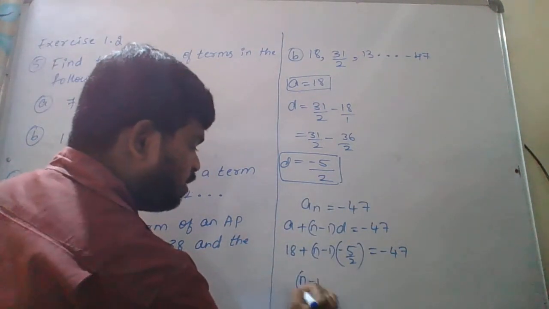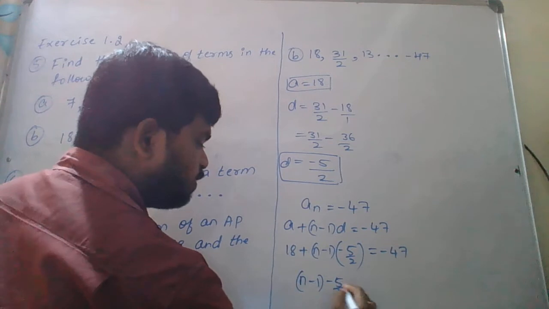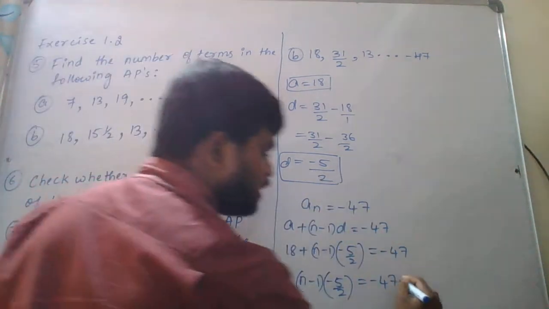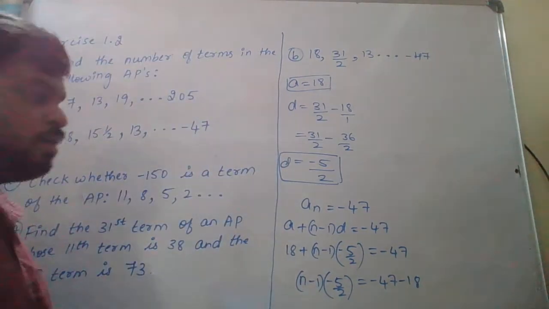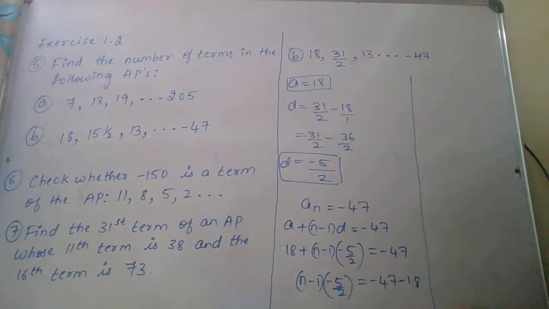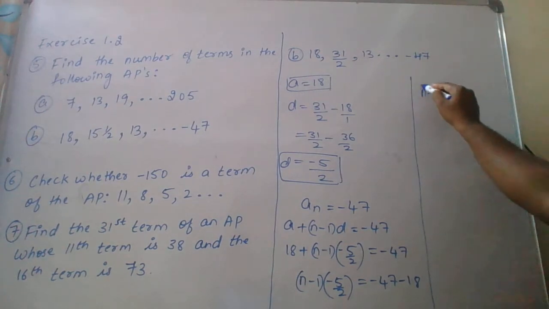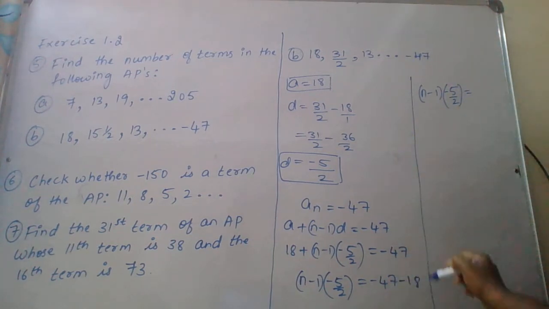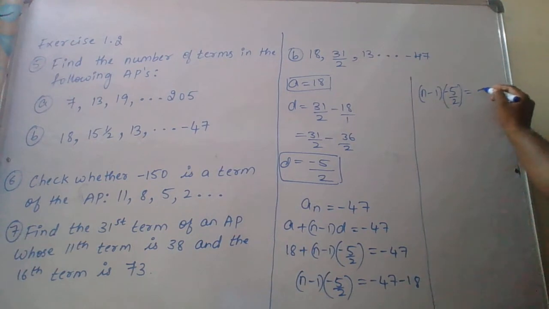What will you be left with? N minus 1 into minus 5 by 2 equals minus 47 plus 18, which to the other side will become minus 18. Okay. Now let's continue. N minus 1 into minus 5 by 2 equals minus 47 minus 18. So it will become minus 65.